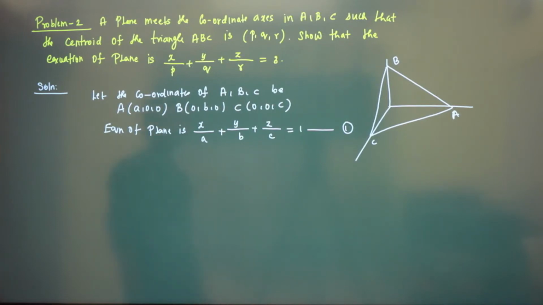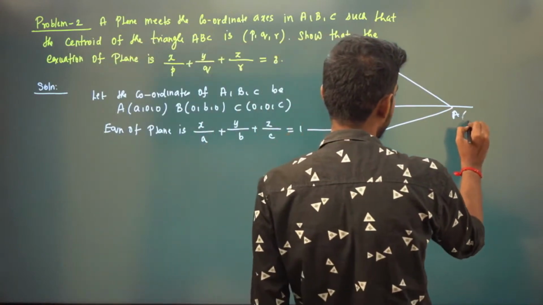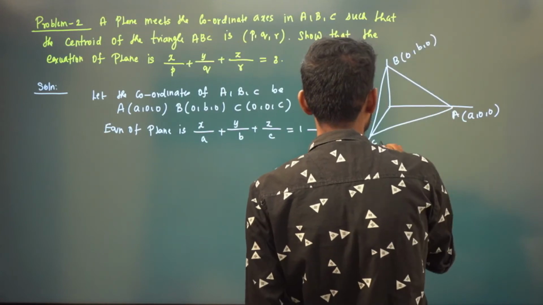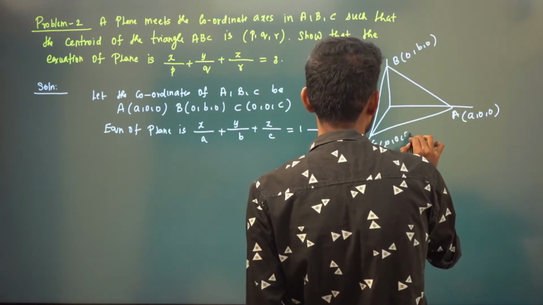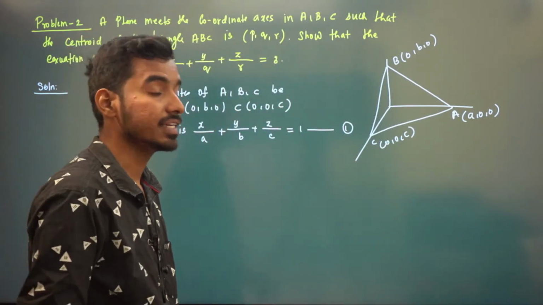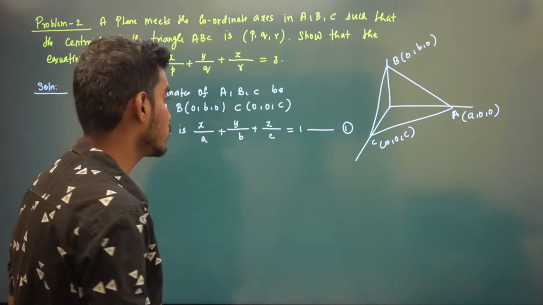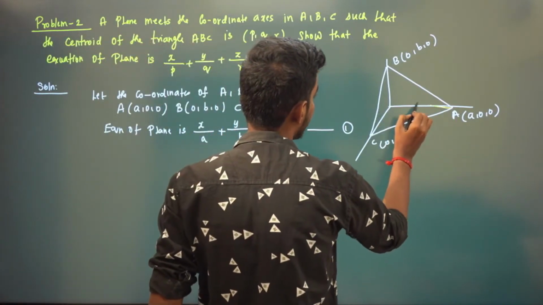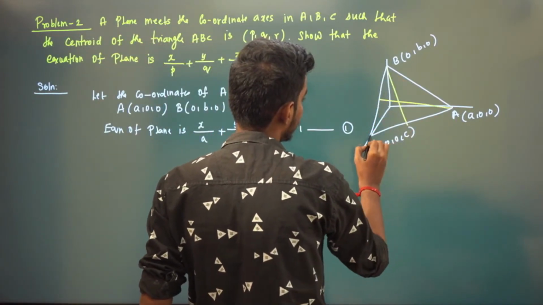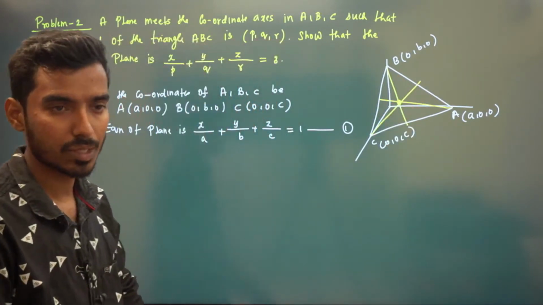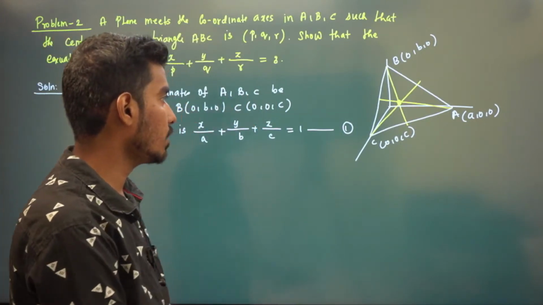Now it is given that the centroid of the triangle is (p, q, r). What is the centroid? This A (a, 0, 0), B (0, b, 0), C (0, 0, c). The centroid is nothing but the intersection point of medians. So we will have medians: this is one median, this is one median, this is one median. The point where these three medians meet is called the centroid. Now, what is the formula for the centroid?